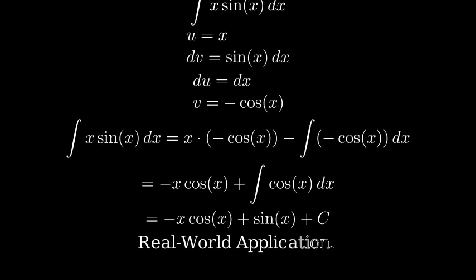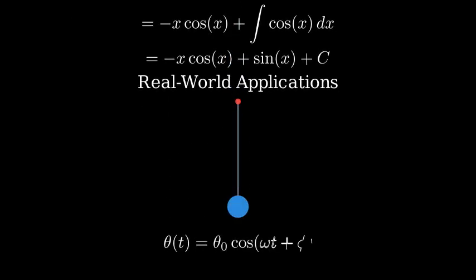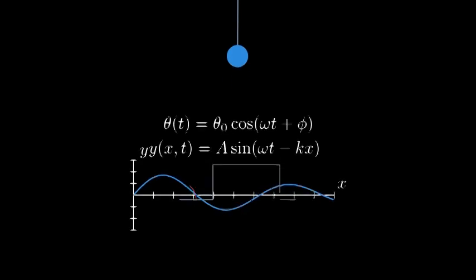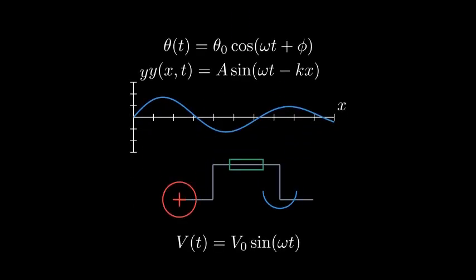Trigonometric integrals have many real-world applications, particularly in physics and engineering. For instance, when analyzing pendulum motion, we often need to integrate trigonometric functions to find the position of the pendulum at different times. In wave theory, trigonometric integrals help us analyze the energy of waves and the interference patterns they create. In electrical engineering, they're used to analyze alternating current circuits, where voltage and current often follow sinusoidal patterns.